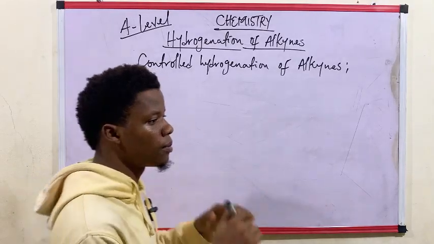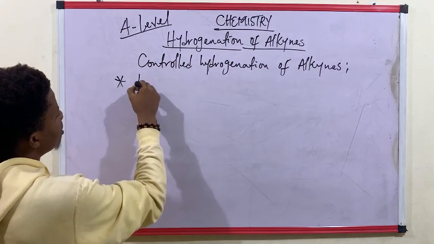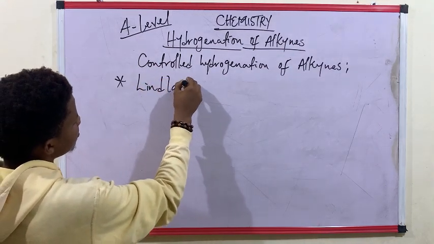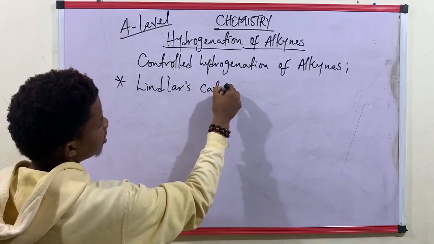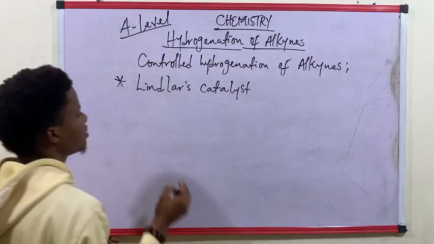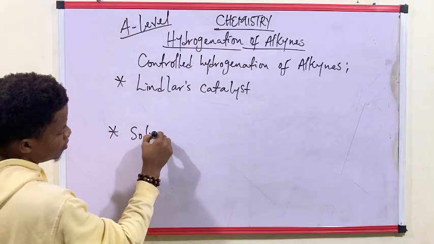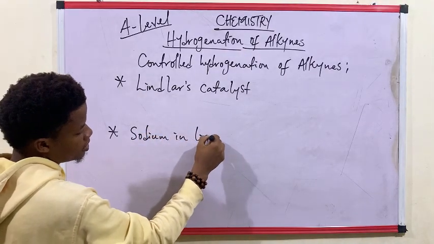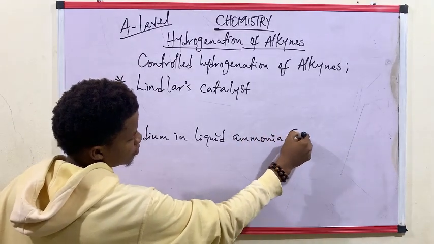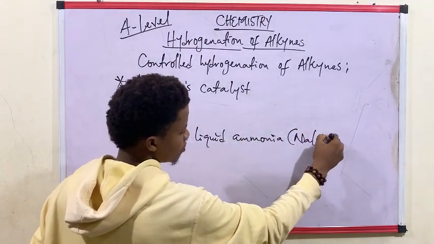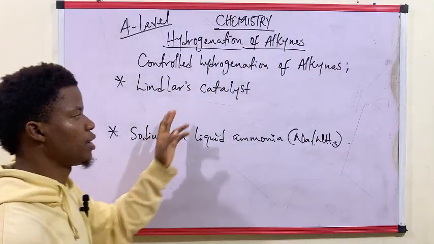Now there are two main catalysts we can use for this controlled hydrogenation of alkynes. We can use the Lindlar's catalyst, and then we can also use sodium in liquid ammonia. So we can use this catalyst and we can use this catalyst.